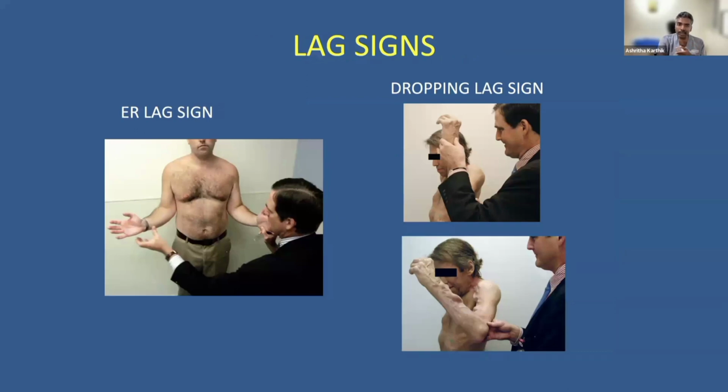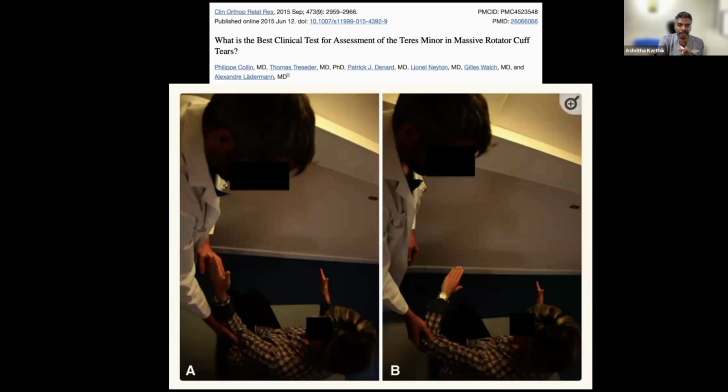When you're coming across a patient with a massive cuff tear, the lag sign again is very prognostic. Now, what does lag sign show? ER lag basically shows tear in the teres minor. So what is ER lag? This is ER lag. You can do it either way, but I actually do it like this. I ask the patient to slightly flex, slightly abduct, and externally rotate and maintain the shoulder there. The patient will not be able to maintain, will just fall back. So that is ER lag.